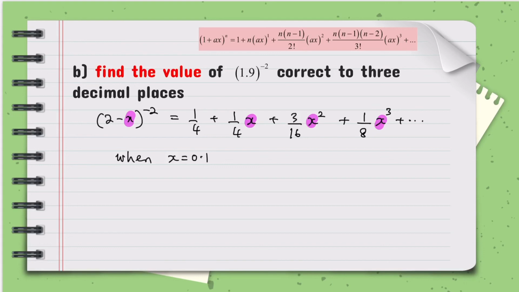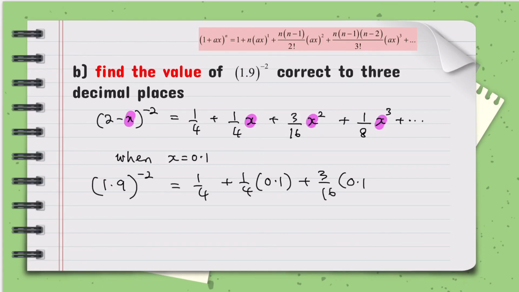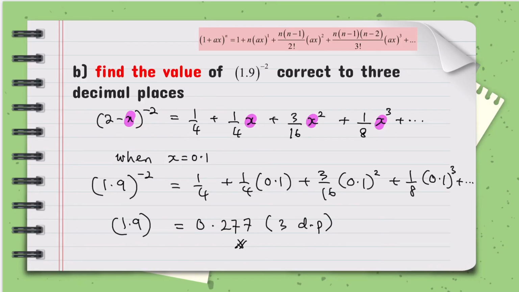Substitute x equals 0.1 to both sides. You will get 1.9 to the power of negative 2 equals 1 over 4 plus 1 over 4 multiplied by 0.1 plus 3 over 16 multiplied by 0.1 squared plus 1 over 8 multiplied by 0.1 cubed plus triple dots. Calculate, you will get 0.277 correct to 3 decimal places. So this is the answer when you evaluate 1.9 to the power of negative 2.